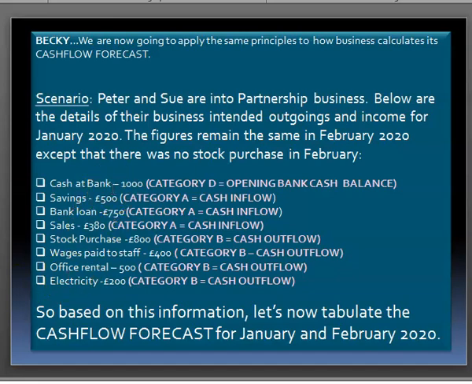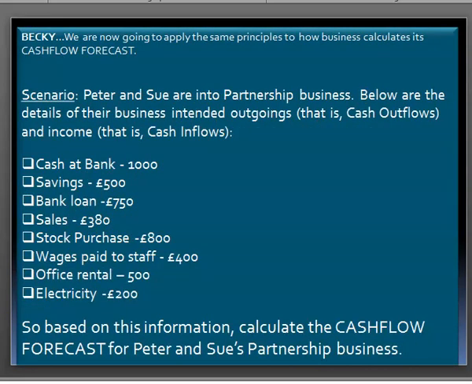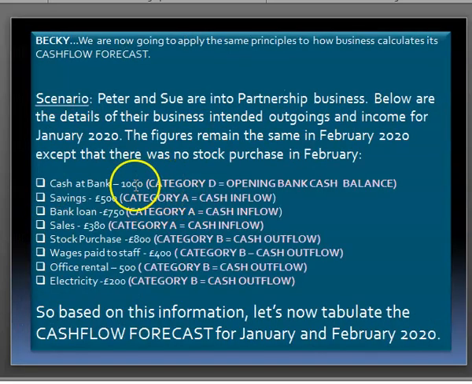Now, this table that I show you here, I'm now going to categorize it, because I've already done it for you. In the category, the cash at bank, which is the £1,000, will fall into category D, the opening cash bank balance. Like you have your own pocket money, the money you reserve in your purse, they too have £1,000 they reserve in their bank account.